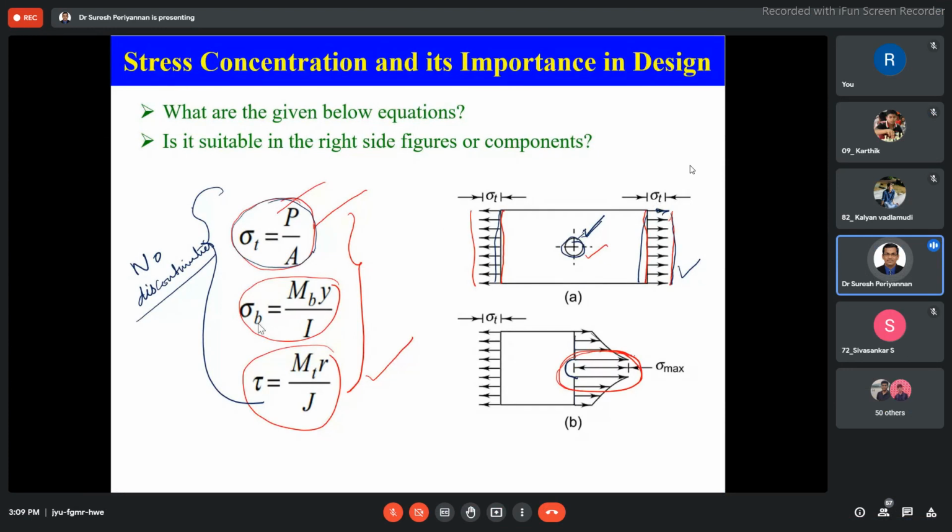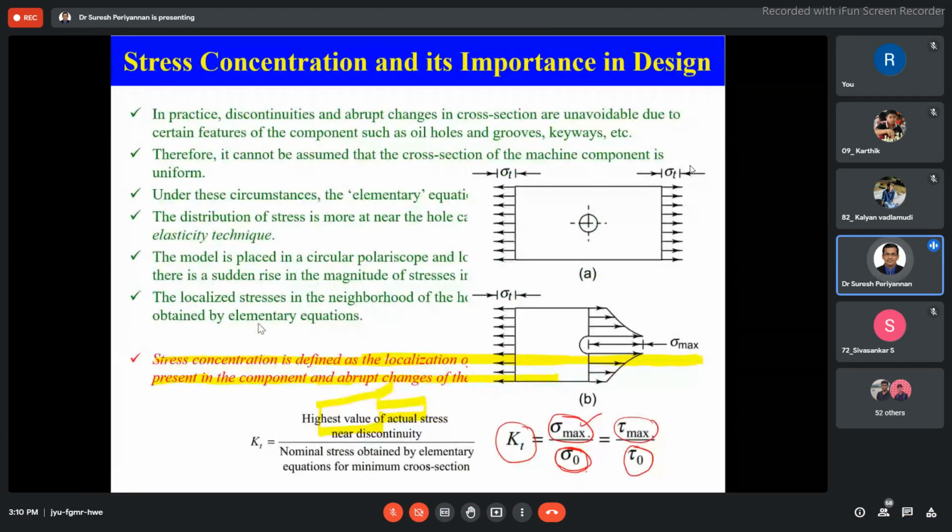Now today we are going to discuss further. What is the stress concentration factor? How to choose different load conditions? How to choose the stress concentration factor? That is what we are going to discuss. And a few more things: how to modify the design of the component to avoid stress concentration. Those things we are going to discuss today.